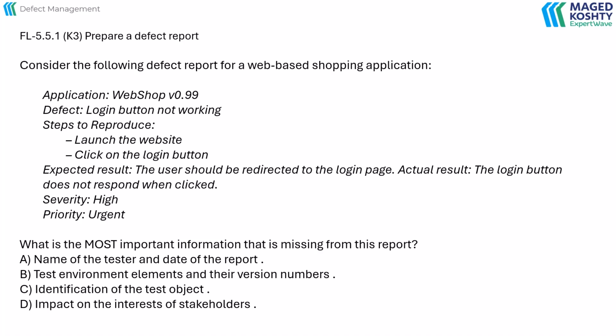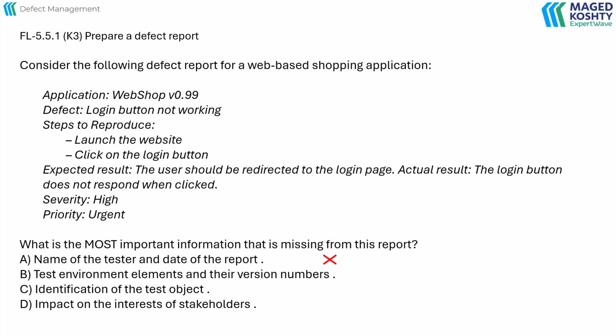A quick look at the defect report shows that the web browser version is not mentioned. Let's examine the options. A. Name of the tester and date of the report. Yeah, the tester's name is not mentioned, but it's not of that importance. Let's wait on this one. They're asking for the most missing information.